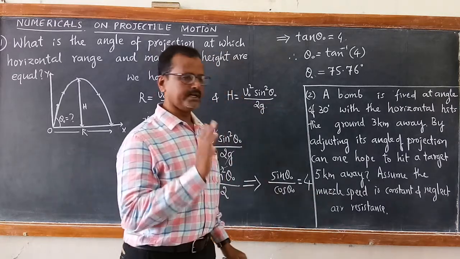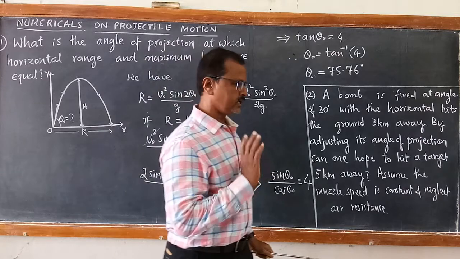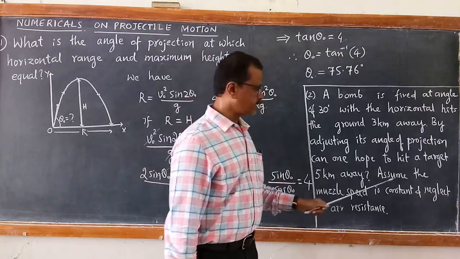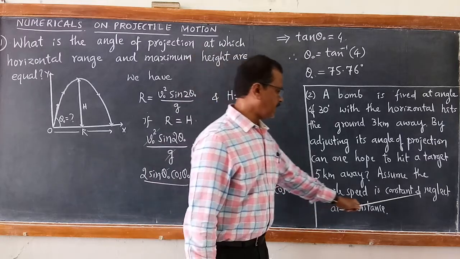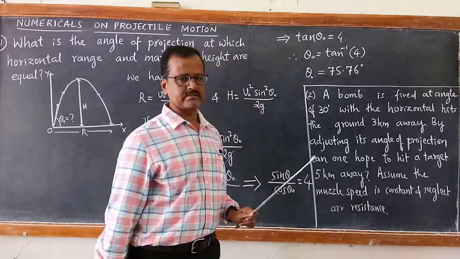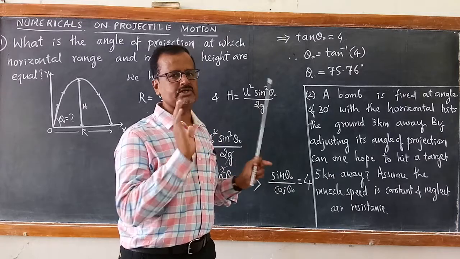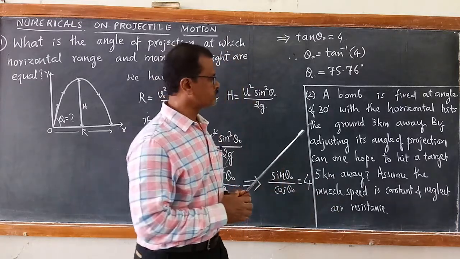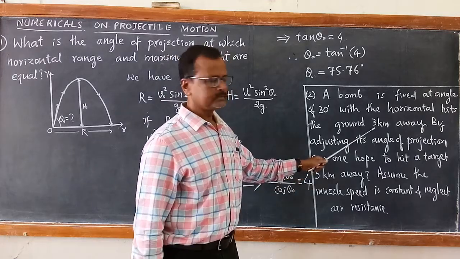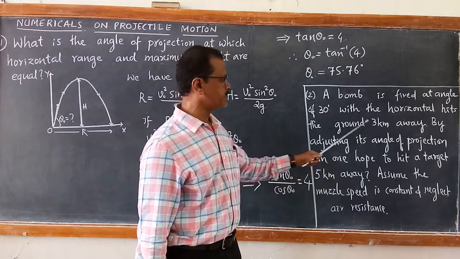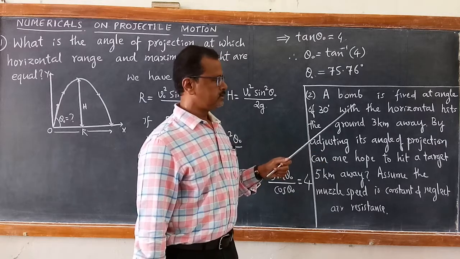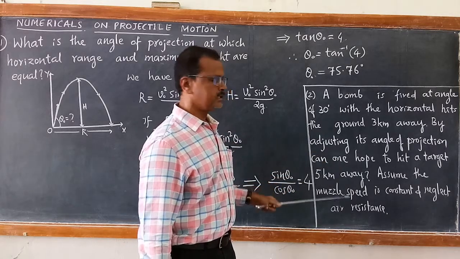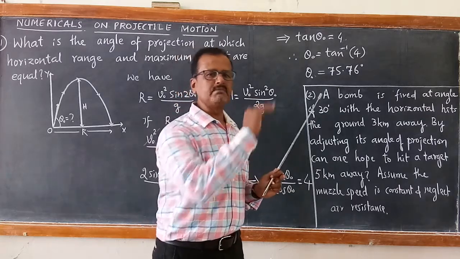Assume the muzzle speed of the bomb coming out of the muzzle is constant, and neglect the air resistance. In both the cases, the speed is not changing. That's the meaning, and air resistance is neglected. Let us solve this problem. Here range is given. For 30-degree angle of projection, range is 3 km. So if it is possible to hit at 5 km, then it should have a maximum range.